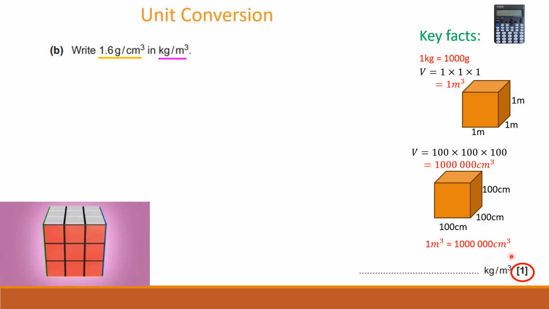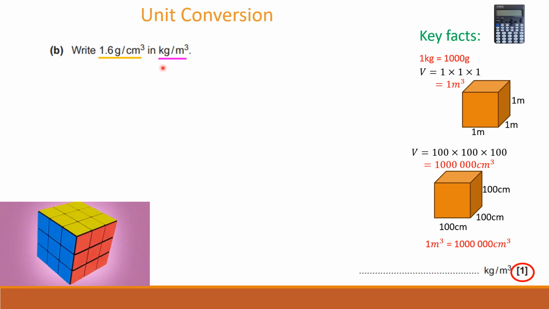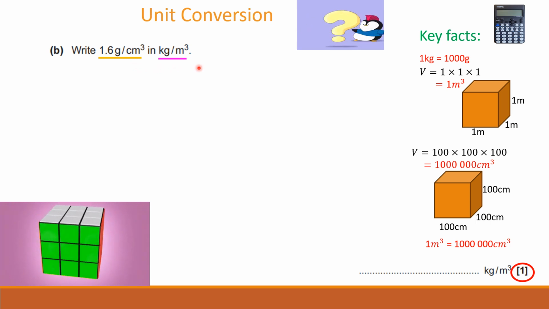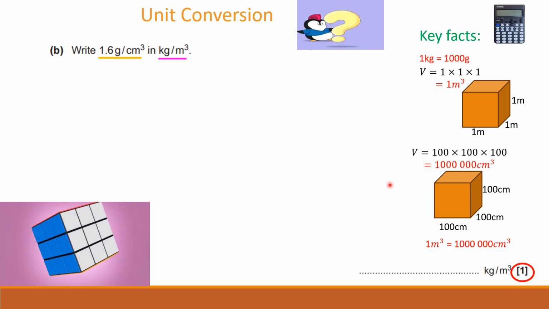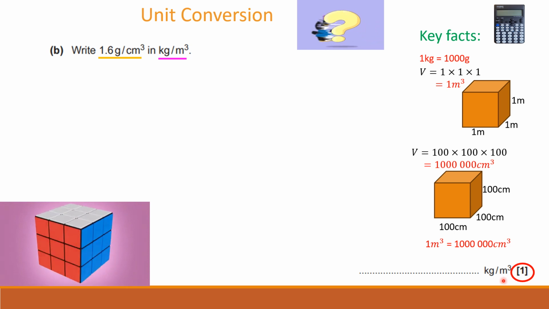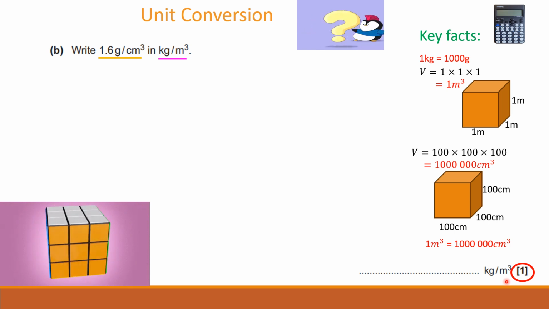So we're going to be using these facts to help us convert between grams per centimetre cubed and kilograms per metre cubed. Press pause, have a go at using these two facts here to help us see if we can work out what the answer is in kilograms per metre cubed. Press play when you're ready to hear the answer.